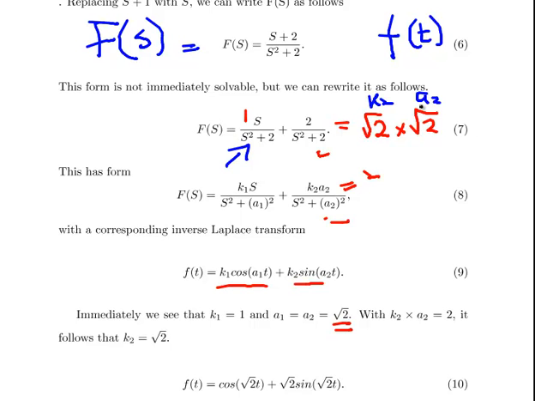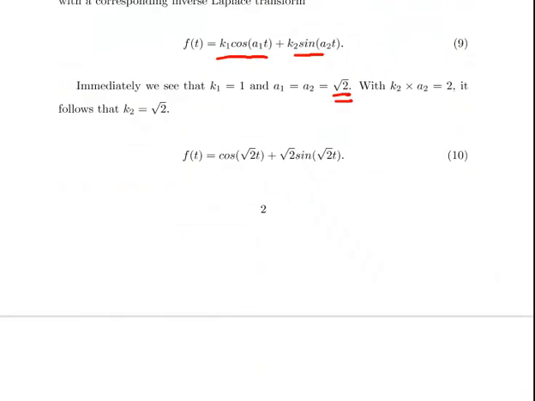So, f of t, let's go down here a second. We've actually found the inverse Laplace transform of F of s, and f of t is cos square root of 2t plus the square root of 2 times sine square root of 2t also. Okay, so that's f of t.